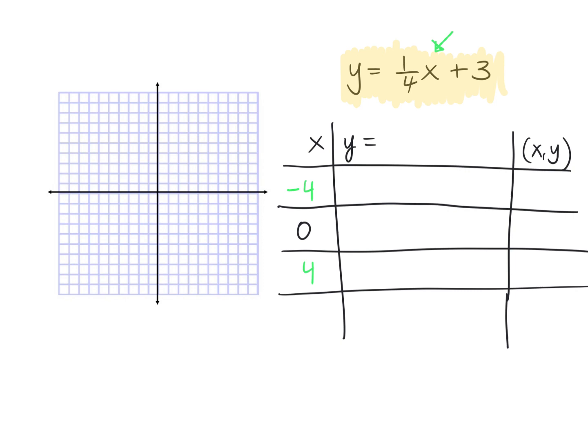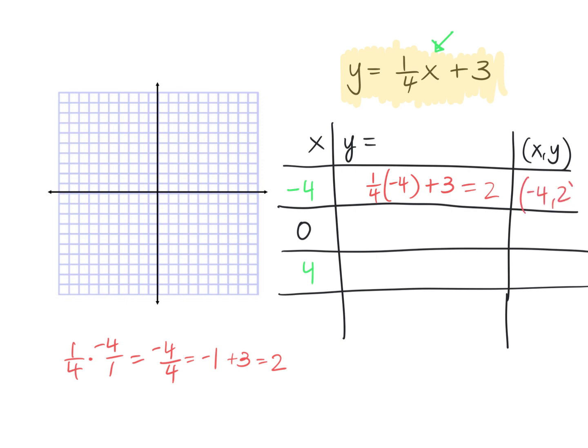All right, let's go ahead and plug it in then. So I'm going to do 1/4 times -4 plus 3. All right, so I'm going to come work that out down below. So if I do 1/4 times -4, I'll put a 1 under here, I end up with -4 over 4, which is the same as -1, and then it still says plus 3, which ends up giving me 2. So this equals 2. So my coordinates are -4, comma 2.